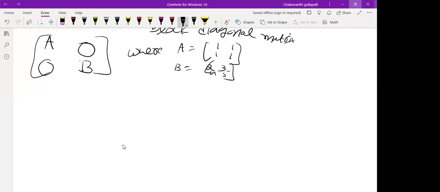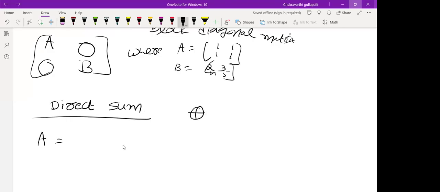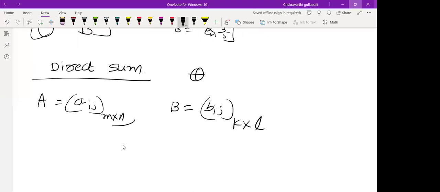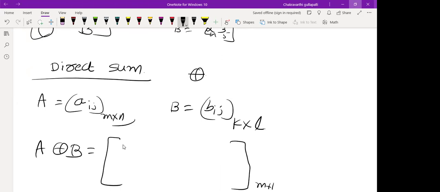Then there is an addition called direct addition, direct sum. It is denoted like this. How it is defined: if A is a matrix Aij of order M by N, and B is a matrix, again of any order, some K by L, then A direct sum B will be a matrix of order M plus K into N plus L. Number of rows adding, number of columns adding. And the matrix is defined as follows: arrange A and B diagonally, remaining zeros. This is what is called direct sum.